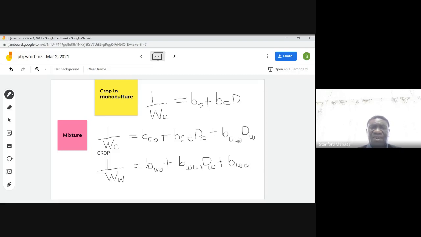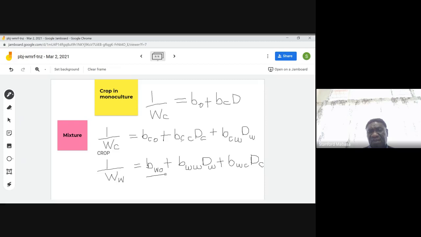Can you see that we have swapped? Here, because it's a crop, we have to start with the C, then we put W. Here, it's a weed. W, then C. The density for the crop, we put a C here. So this is the expression for the wheat in the mixture.